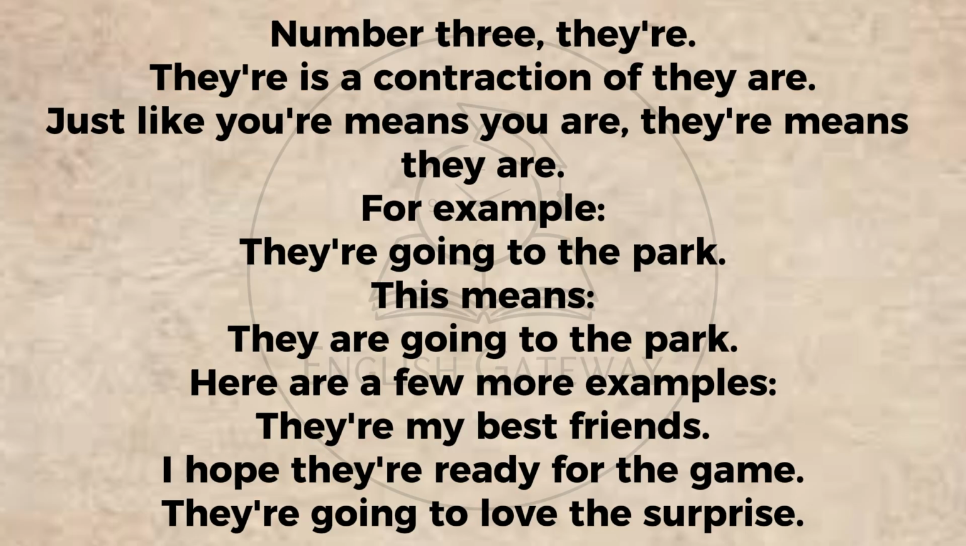Number 3, they're is a contraction of they are, just like you're means you are. They're means they are. For example, they're going to the park. This means they are going to the park. Here are a few more examples. They're my best friends. I hope they're ready for the game. They're going to love the surprise.